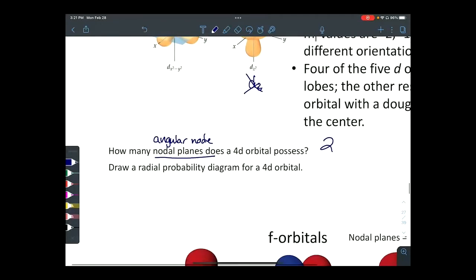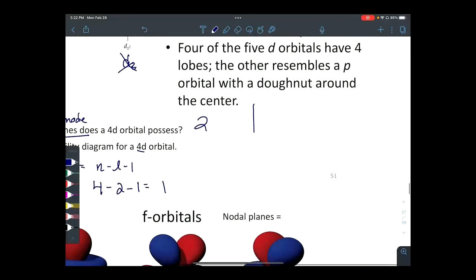All right. So let's draw a radial probability diagram for a 4d orbital. For a radial probability, we need to know the number of radial nodes in the graph, how many times the graph goes to 0. And that is n minus L minus 1. So in a 4d orbital, what is the n value? It's 4. So n is 4 minus, what's the L value? 2, minus 1. So there will be 1 radial node. So you draw a graph that has 1 node in it. Okay, and so you go boop, boop, 1 node right there.